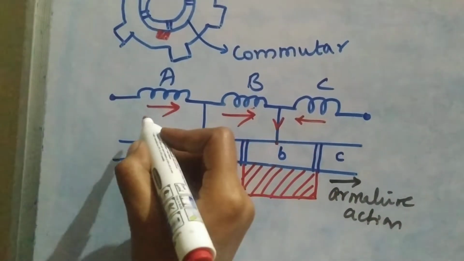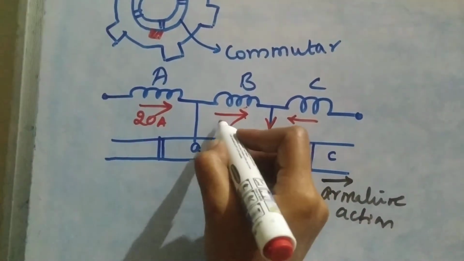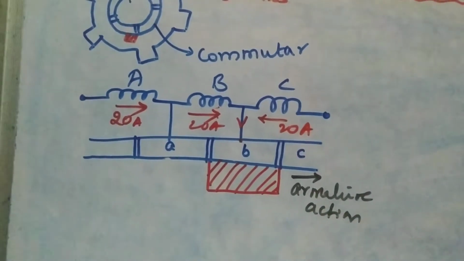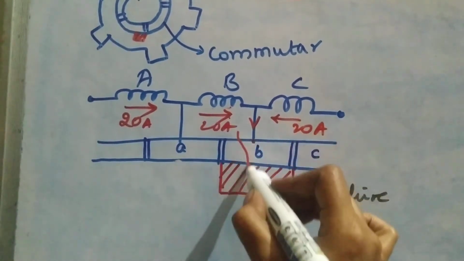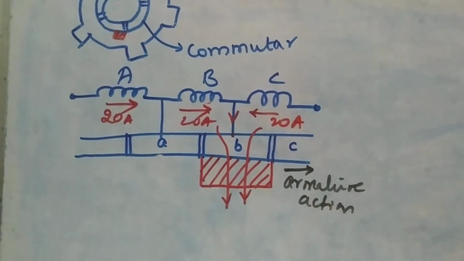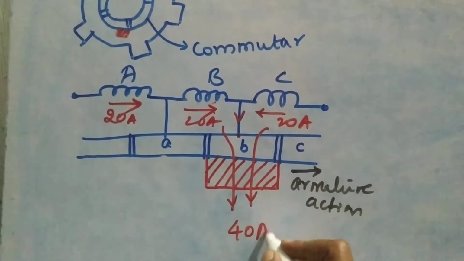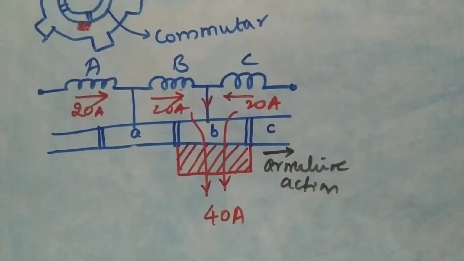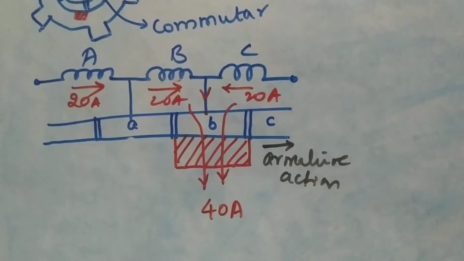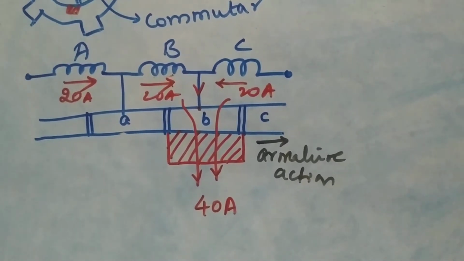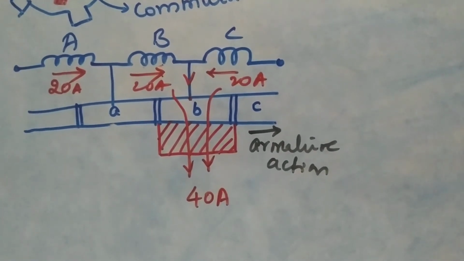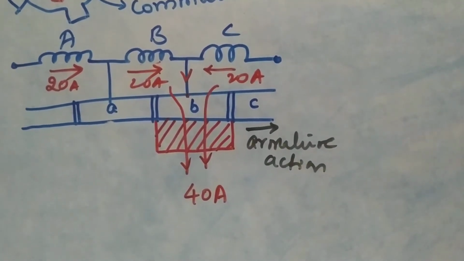Let me consider each coil is carrying 20 amperes. So totally how much current will flow here? 40, right? So a total of 40 amps of current will flow, that is the total brush current. As every coil meeting at the brush supplies half of the brush current, which is independent of lap or wave winding.